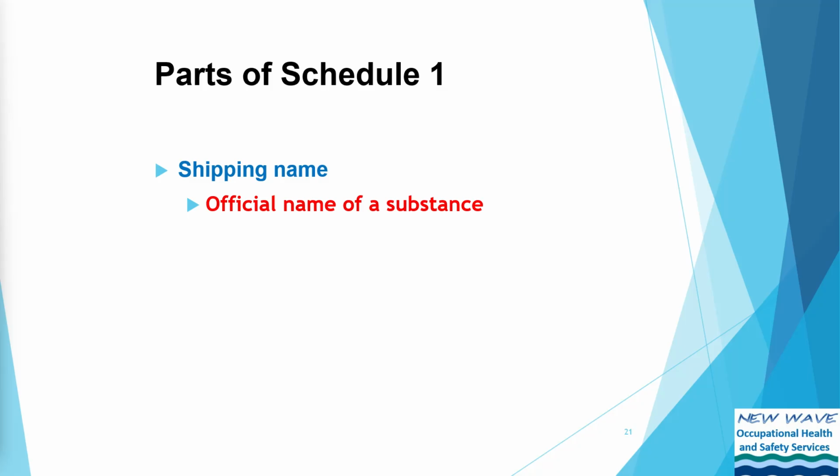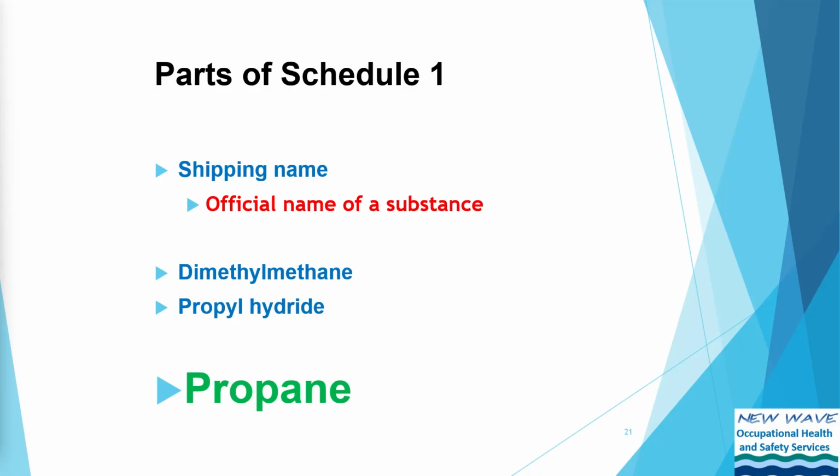The second column of Schedule 1 is the shipping name. This is the official name for a product. And why do we need official names? Well, one more illustration. What do dimethyl methane and propyl hydride have in common? They are both legitimate names for propane.